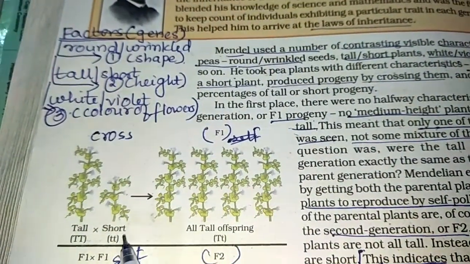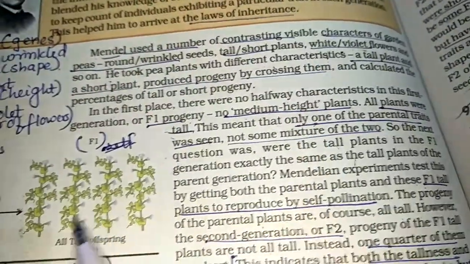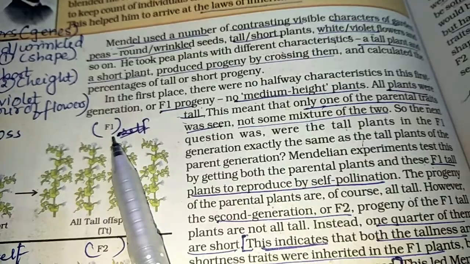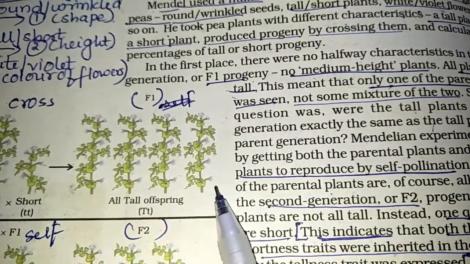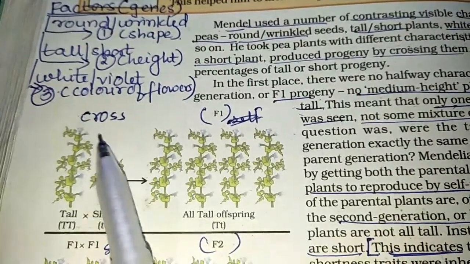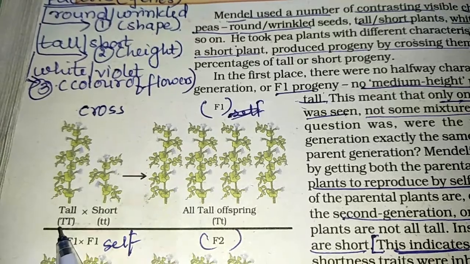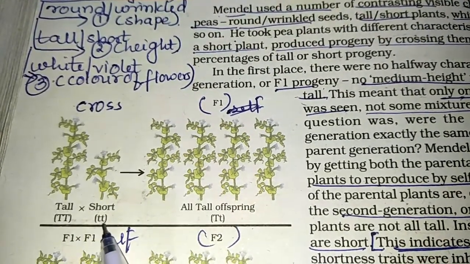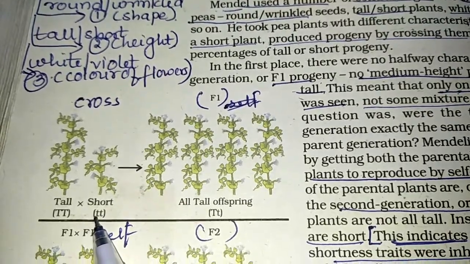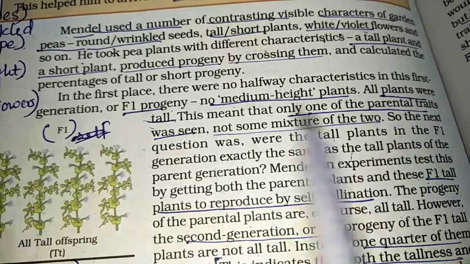Now, first he took one tall plant and one short plant and he crossed them. Then he saw the first generation, that is F1. All these first generation plants were tall. Whenever you have a tall plant, you have both genes. The tall plant has both TT genes, while the short plant has two small t genes.